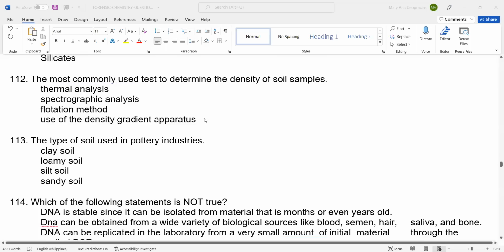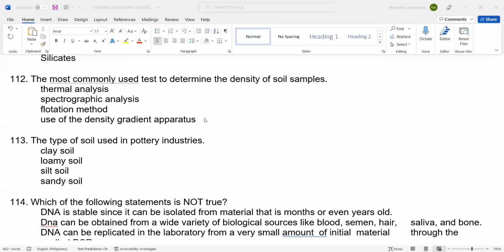Okay, number 112. The most commonly used test to determine the density of soil samples. O, tingnan nyo dyan yung keyword ninyo. What's the answer? Letter?